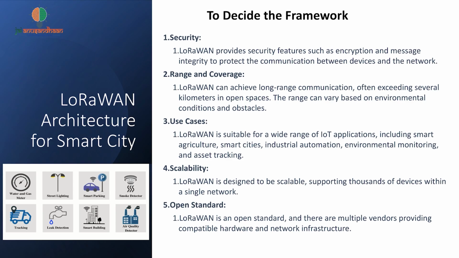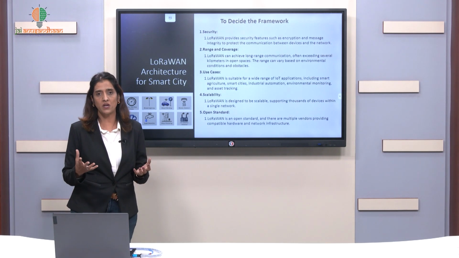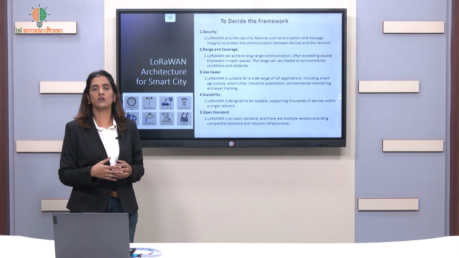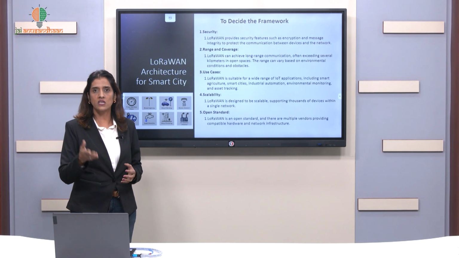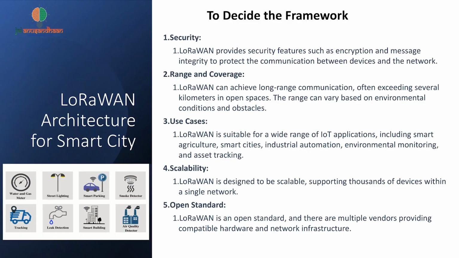Now you will think, how can we decide the framework, or what type of network somebody should use to integrate the IoT? These are some of the parameters by which we can decide which kind of framework we want to go for. First is definitely the data security. The second one is range and coverage.